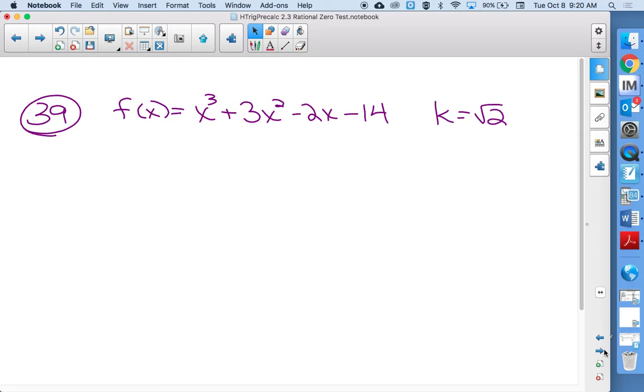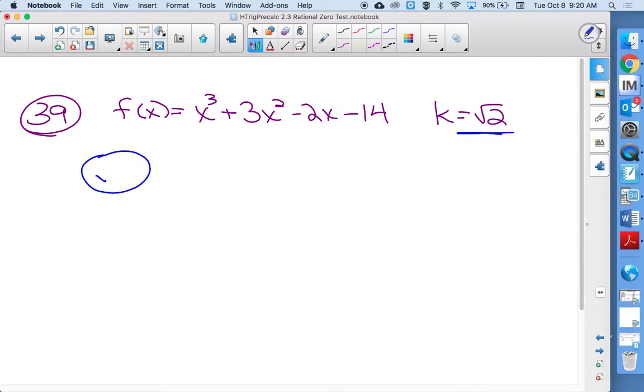I'm going to use synthetic division. So k is the number you're dividing with. That's what this number is called. It's k. But it's really what x is equal to, because x is equal to k. So that's our intercept if I had a remainder of 0, or it represents a point on the graph. So we're going to try and divide with the square root of 2.